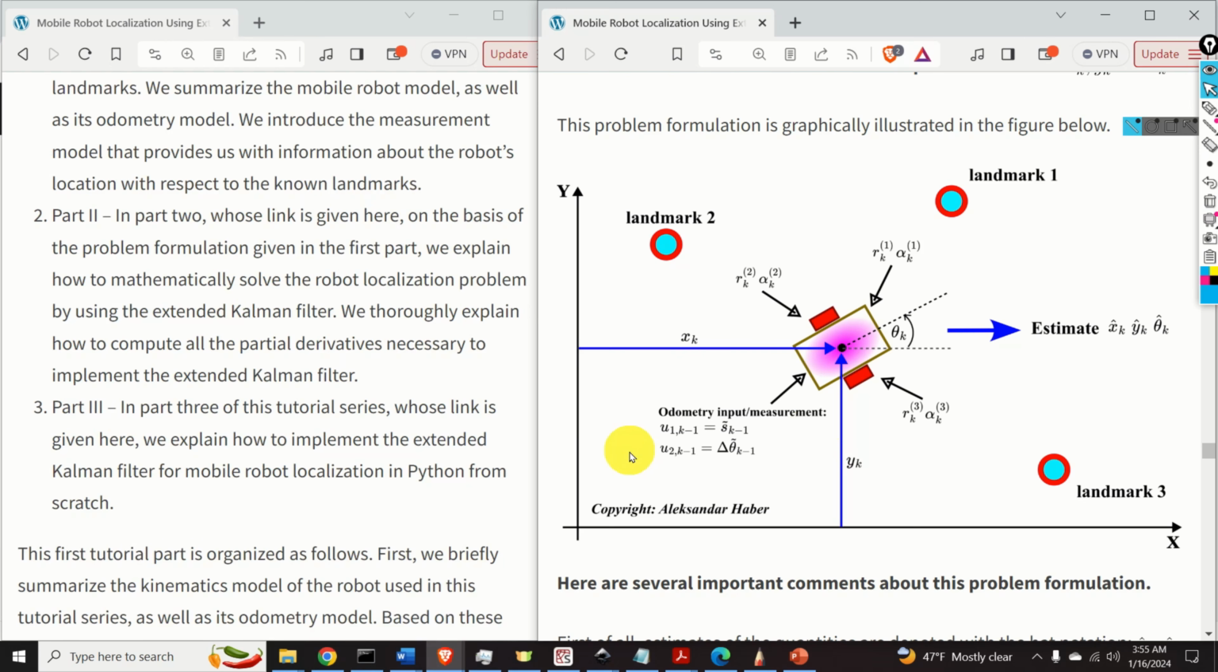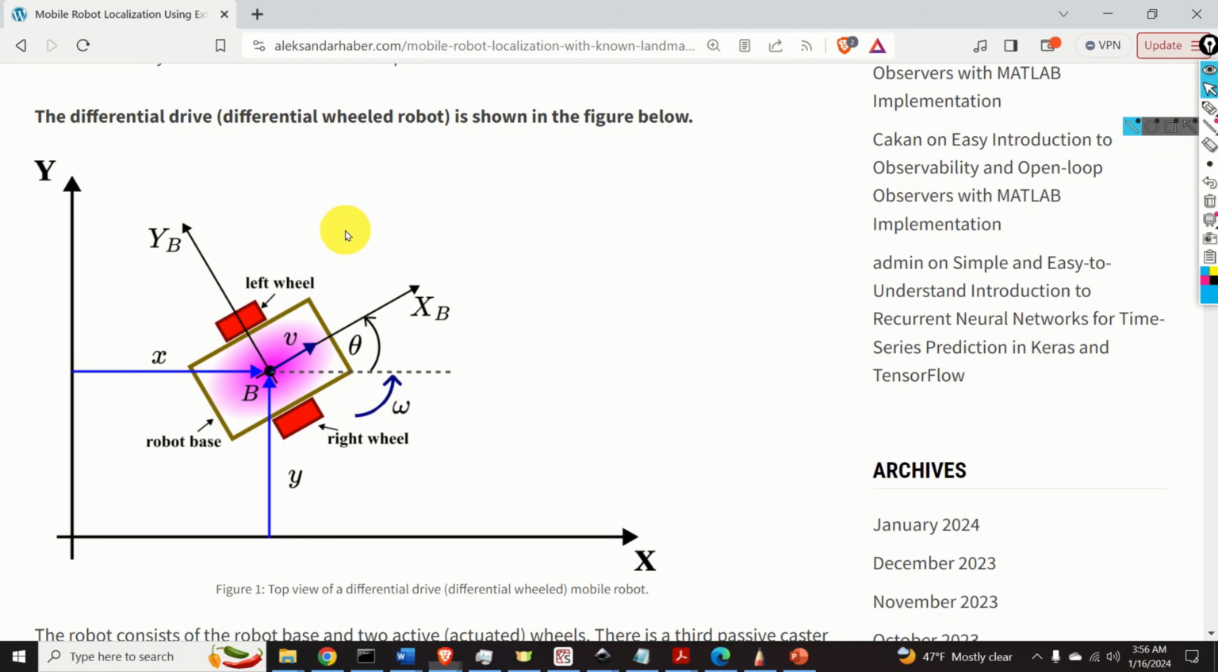In part 2, on the basis of the problem formulation given in the first part, we explain how to mathematically solve the robot localization problem by using the extended Kalman filter. We thoroughly explain how to compute all the partial derivatives necessary to implement the extended Kalman filter. In part 3 of this tutorial series, we explain how to implement the extended Kalman filter for mobile robot localization in Python from scratch.